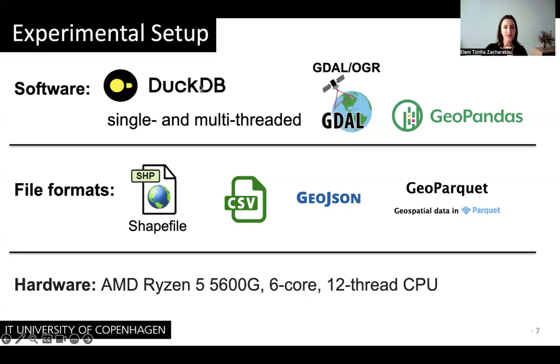Since DuckDB supports parallel loading, we evaluated 2 versions of it, a single-threaded version and a multi-threaded version that uses all 12 hardware threads available. The other systems generally do not support parallel loading, except when loading GeoParquet files. For GeoParquet, OGR uses a default of 4 threads and GeoPandas uses 6 threads. Otherwise, all other file formats are loaded single-threaded in these 2 libraries, OGR and GeoPandas.